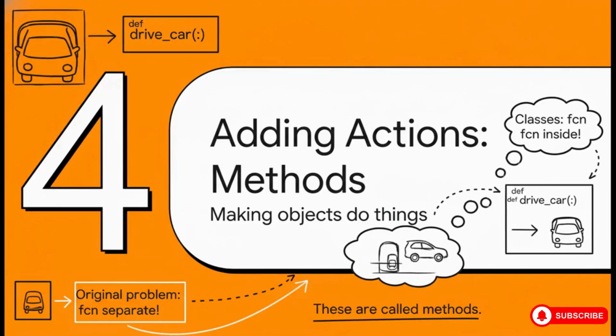Okay, so we've successfully bundled our data. That's awesome. But what about the behavior? Remember our original problem? The drive car function was just floating around on its own. Well, with classes, we can put the functions that belong to an object right inside the blueprint itself. And when a function lives inside a class, we call it a method.